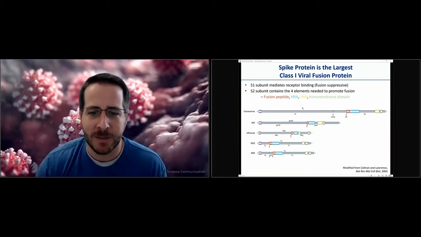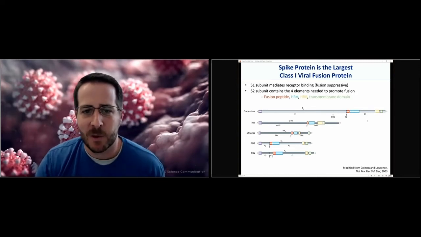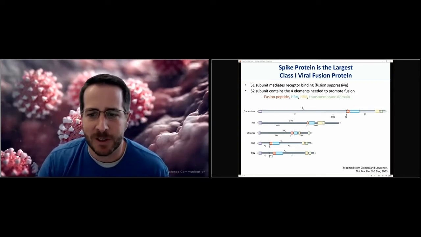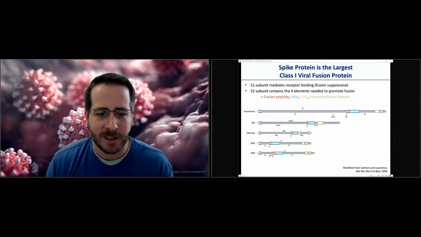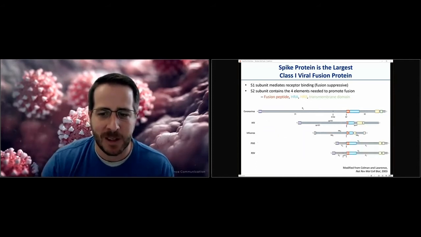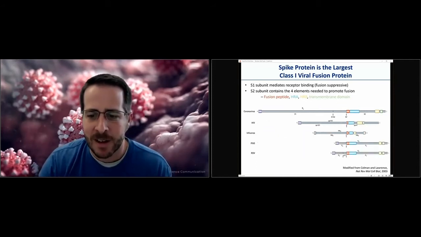And the S2 subunit here contains the 4 elements needed to promote fusion, which is the fusion peptide, the transmembrane domain, and 2 heptad repeats, heptad repeat A and B, that end up coming together in the post-fusion state to form a 6-helix bundle. So these look a little different, but if you align them by their cleavage site, then you can start to see how these family members are more related.